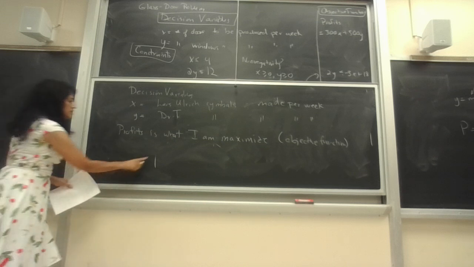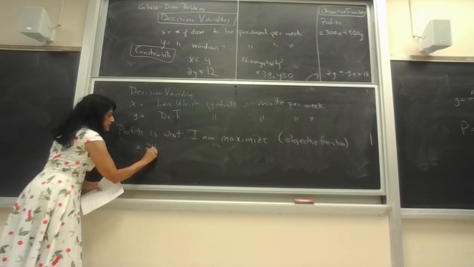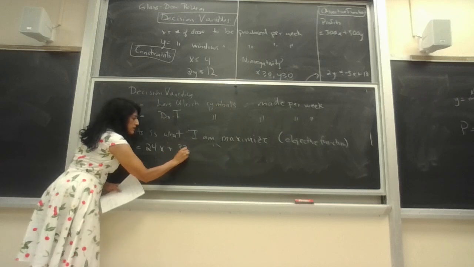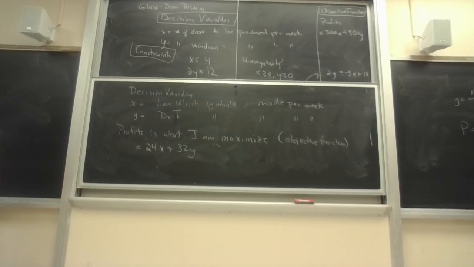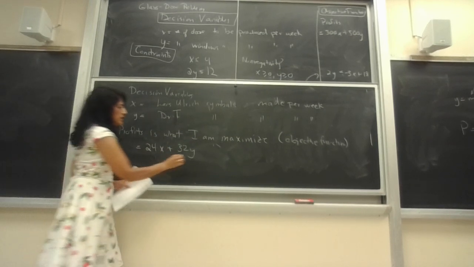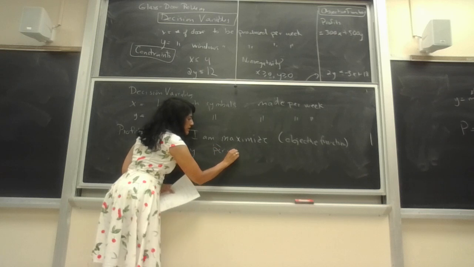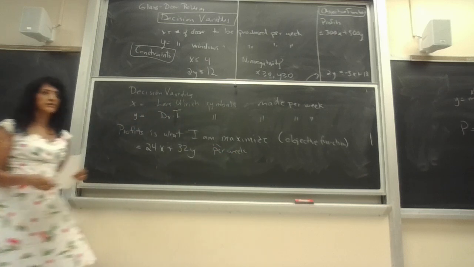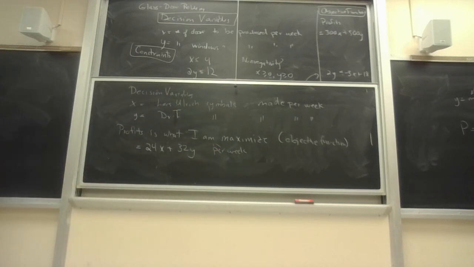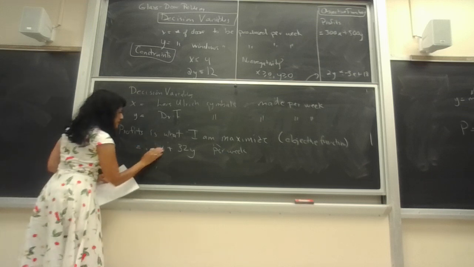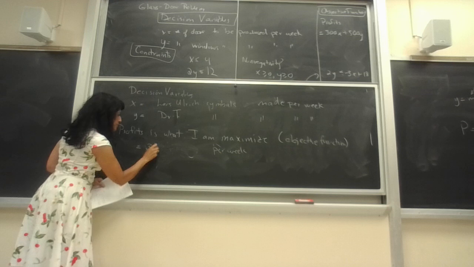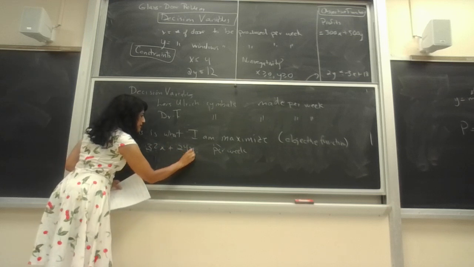And I actually did this like that. That's how you get your objective, and it's per week. It's 32x because Mars is 32. Oh, yeah, I think I wrote it backwards. So it would be 32x plus 24y.